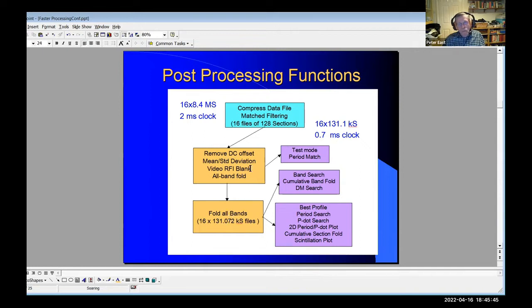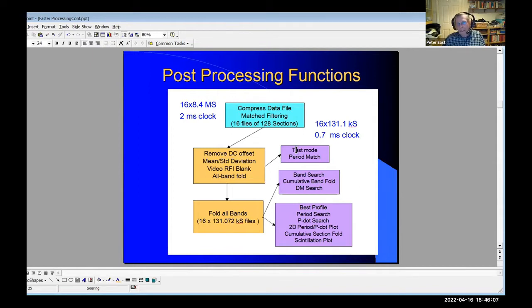And then I fold the data down into this lower data rate. And then on the right hand side, I've taken the data from this box, and there's a test mode where I can do a period match. When you do your folding, the clocks may not be right.